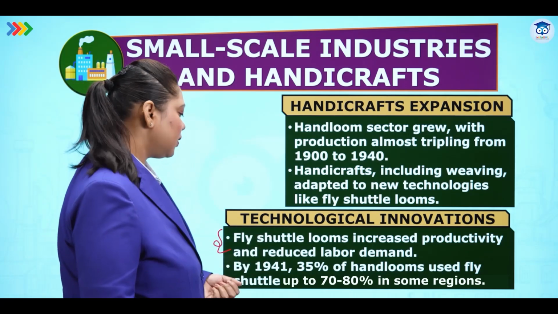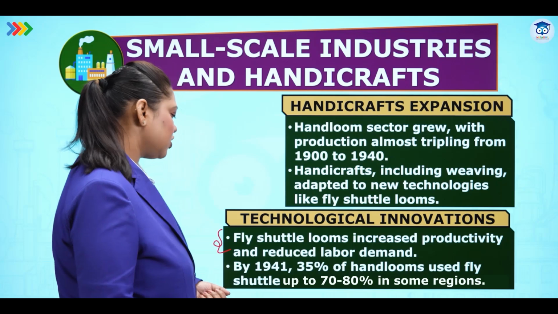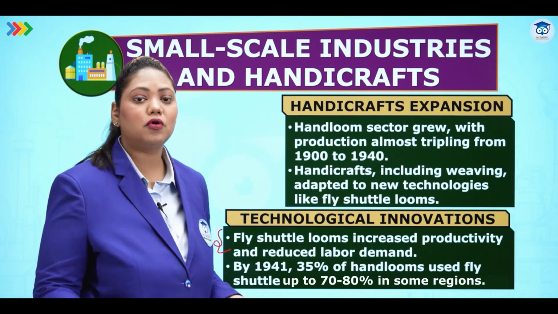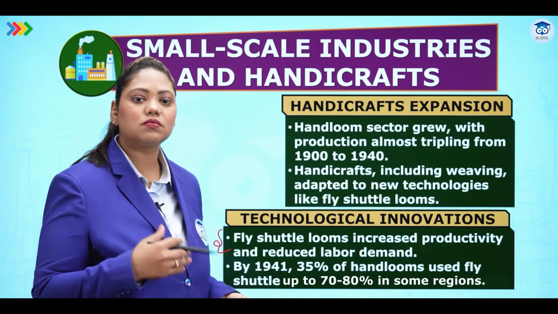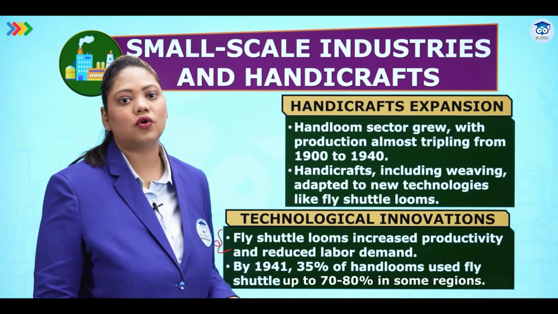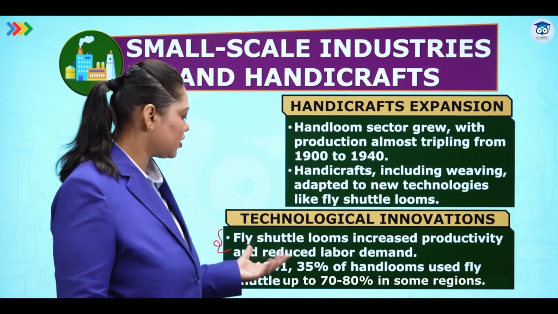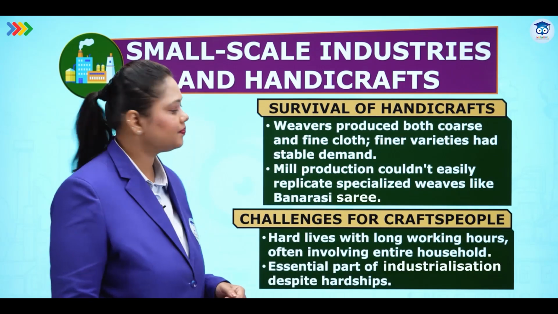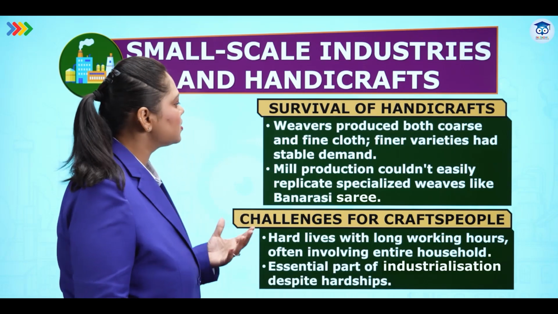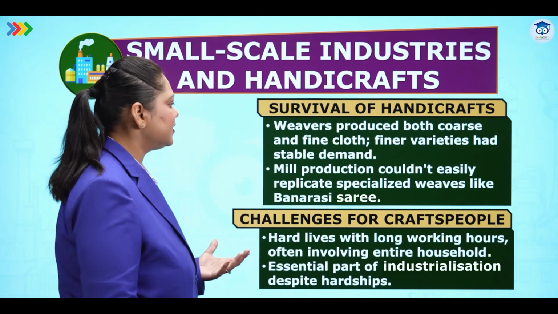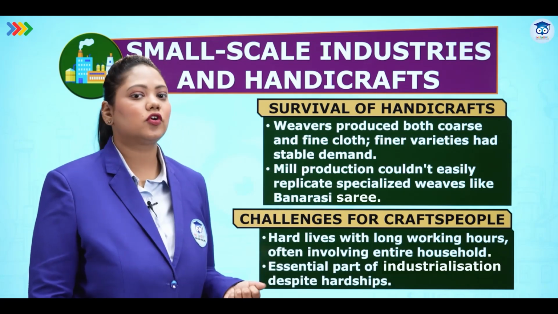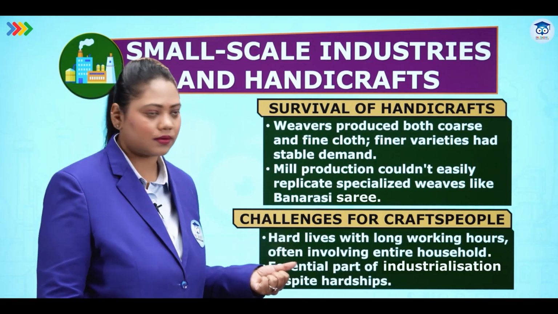By 1941, 35% of handlooms used fly shuttles, up to 70 to 80% in some regions. Now they became more mechanized. They started using more mechanized use of textiles or these fly shuttle handlooms. Survival of handicrafts. Weavers produced both coarse and fine cloth. Finer varieties had stable demand. So everybody wanted a very fine kind of cotton. Coarser cotton is a little thicker cotton.